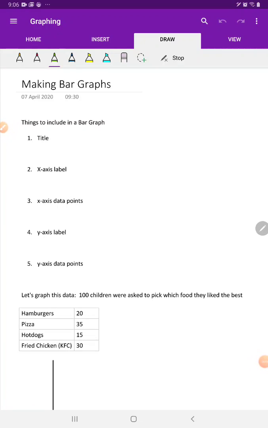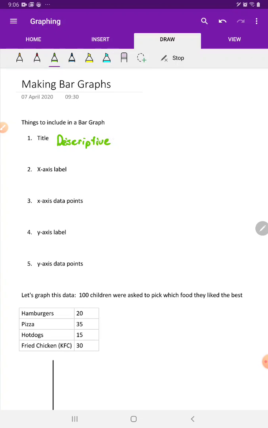So today we're going to continue our theme of bar graphs. Today we're going to make them, instead of just playing with ones other people made. The first thing we have to include in a bar graph is a title. This title should be descriptive.